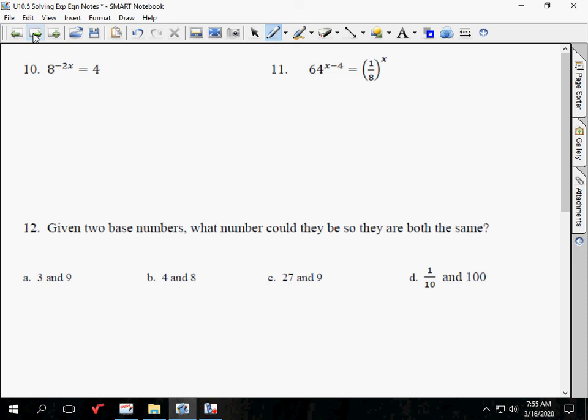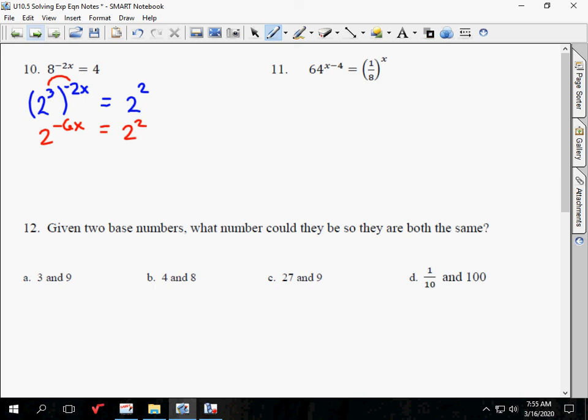All right, so 8 is the same as 2 to the 3rd power. That's raised to negative 2x. And 4 is the same as 2 to the 2nd power. See, they're both 8 and 4, they just look different. All right, so now we're going to go ahead and multiply those exponents together. So 2 to the negative 6x equals 2 to the 2nd.